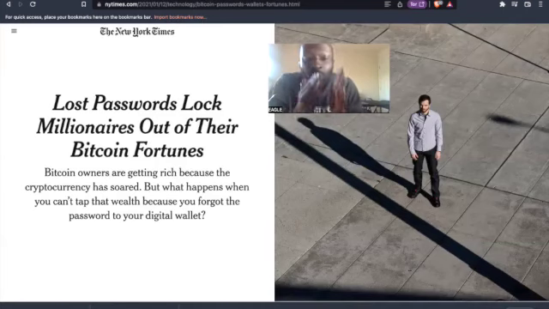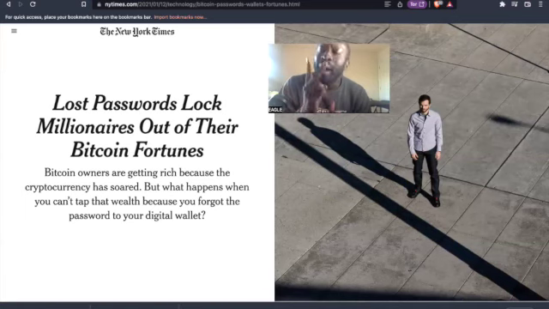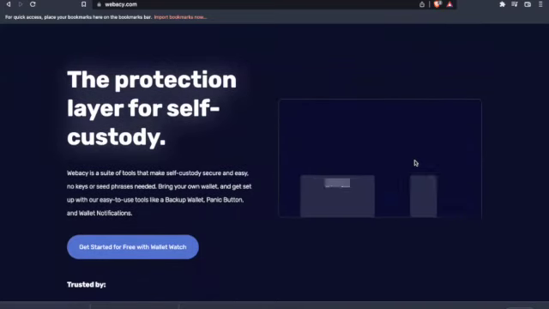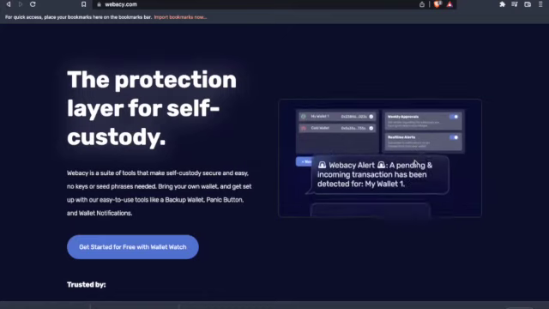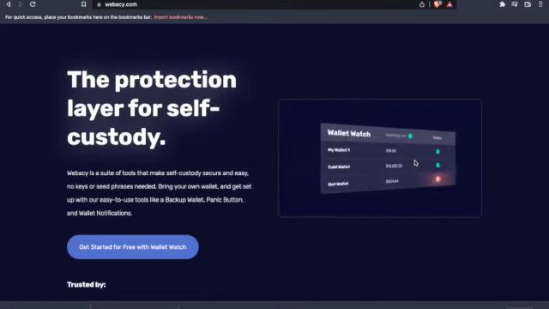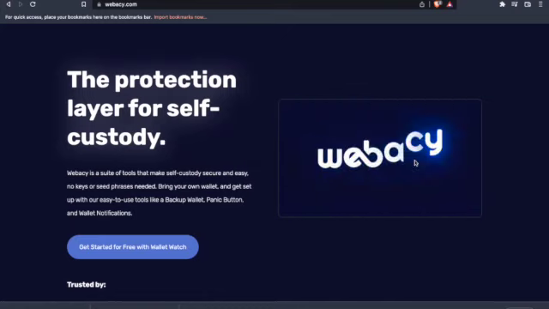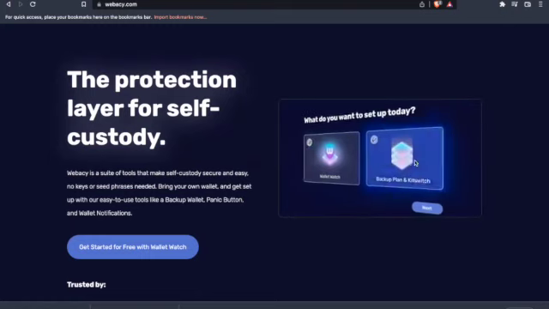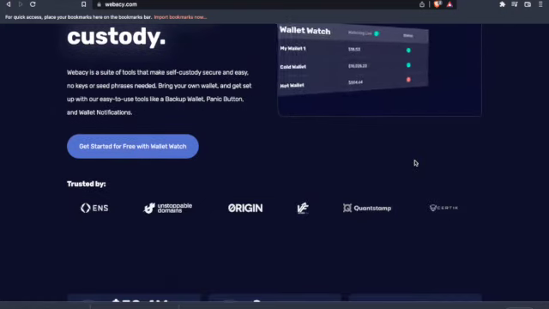And so, ladies and gentlemen, before we even get into the details, had to go back about 2 years. Coming in hot from the New York Times: lost passwords locked millions out of their Bitcoin fortunes. Don't they wish they had Webacy? The protection layer for self-custody. Webacy is a suite of tools that make self-custody secure and easy. No keys or seed phrases needed. Bring your own wallet and get set up with our easy-to-use tools like a backup wallet, panic button, and wallet notifications. And the beautiful thing is you were able to get started for free.